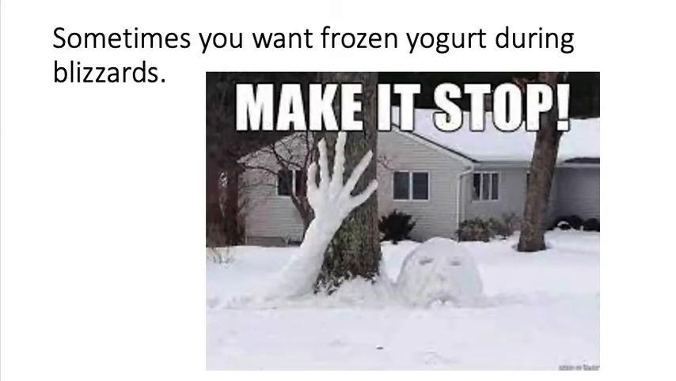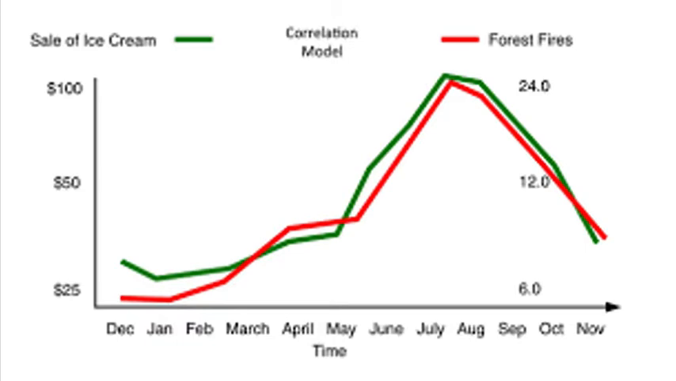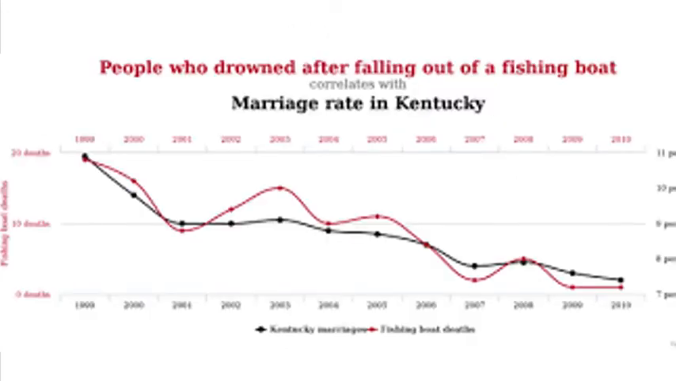Sometimes you want frozen yogurt during blizzards. It's just the case that sometimes things travel together without one thing necessarily causing the other. Here's a cool diagram. This is the sale of ice cream in green and the presence of forest fires in red. One does not cause the other. They just happen to travel together in the summer. Similarly, here's an interesting diagram of people who drowned after falling out of a fishing boat in red and the marriage rate in Kentucky. Both things just travel together, probably out of coincidence. Just because they travel together does not mean one caused the other.